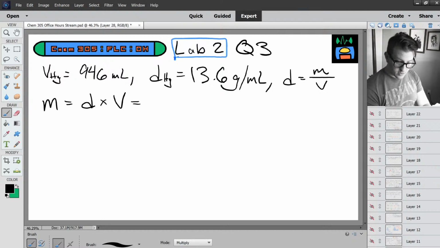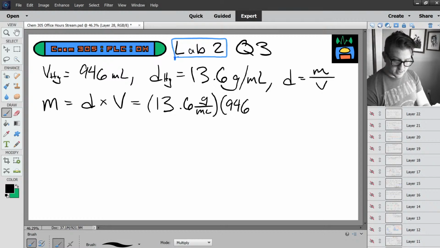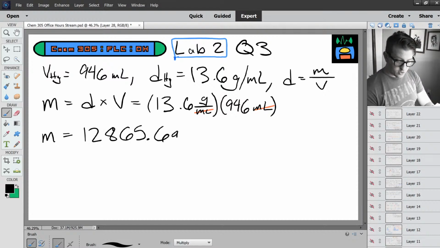Now you plug in density, 13.6 grams over milliliters. You multiply that by 946 milliliters. And here, milliliters cancel. So, Tatiana, as you already know, when you multiply these two numbers together, it gets outrageous, right? This gives us a mass of 12,865.6 grams. They both have the same number of sig figs, and we can only keep 3 of them.